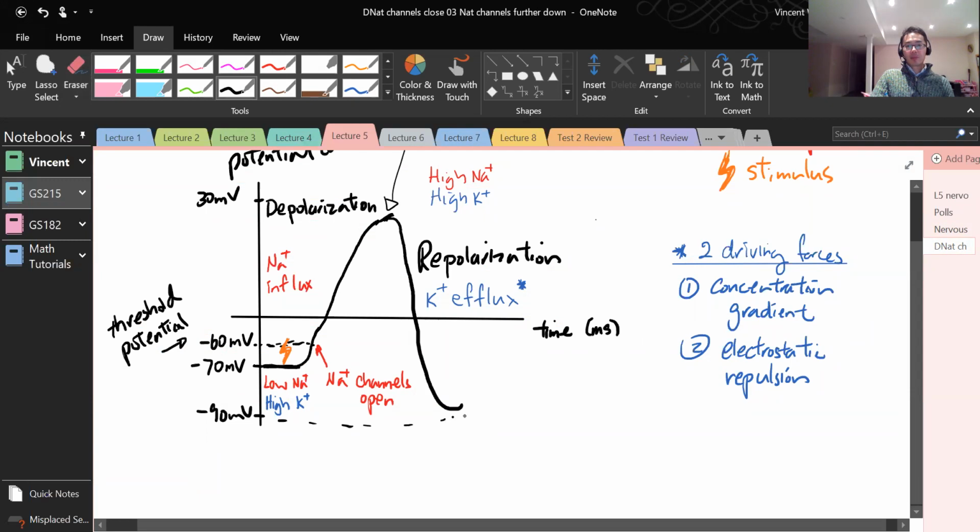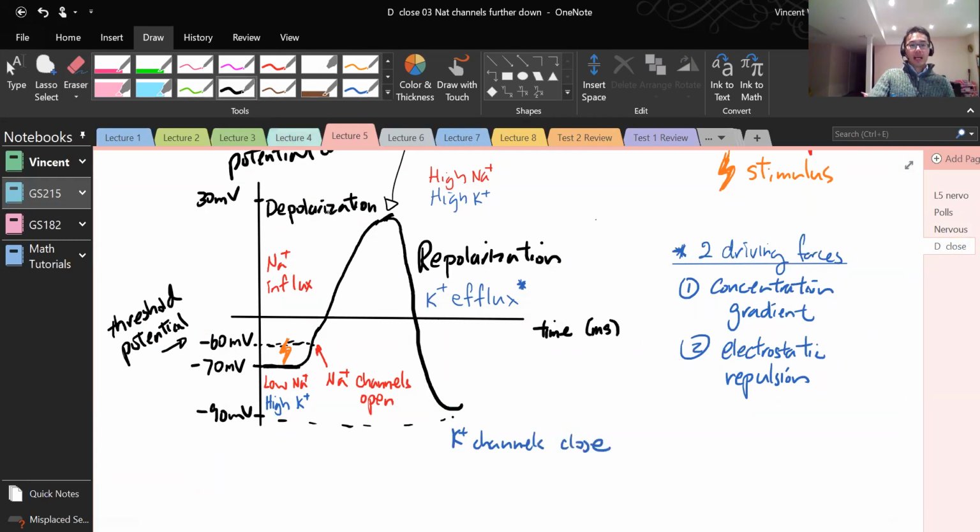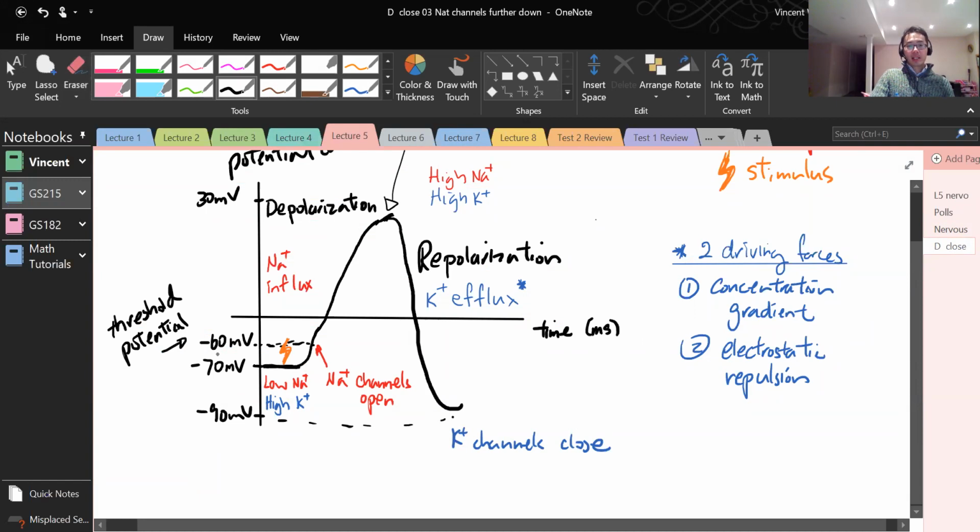Okay, so the potassium channels will close here. Potassium channels close. And at this point, it's way lower than our negative 70. So we call this point hyperpolarization. It's too negative compared to resting.